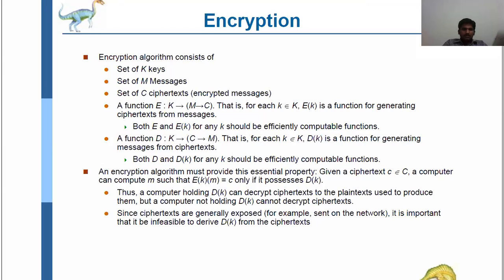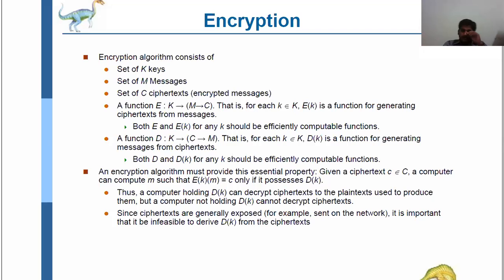My voice is audible. So a set of keys, a set of messages, and a set of ciphertexts, the encrypted messages. There is an encryption function E, where E of K maps a message to a ciphertext. For each K, the function E of K generates the ciphertext from the message, and for any K, both E and E of K should be efficiently computable functions. Then there is the function D, with which we perform decryption. D of K takes the ciphertext and generates the message, and for any K, both D and D of K should be efficiently computable functions.